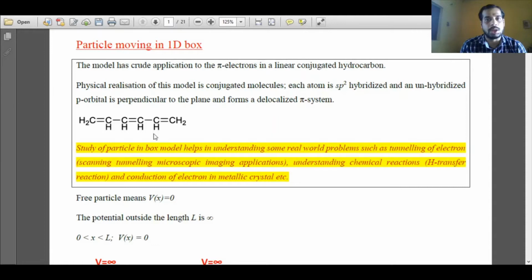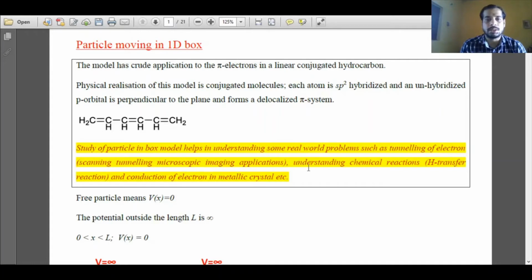Further, this understanding of the one-dimensional box problem helps in understanding real world problems such as tunneling of electrons, that is the traveling of an electron in a forbidden zone, and that concept is specially used in the scanning tunneling microscope, and those microscopes are very helpful in imaging applications, particularly in material chemistry.